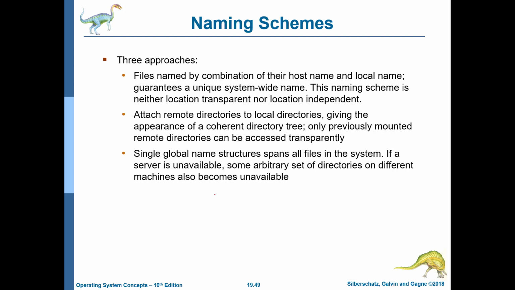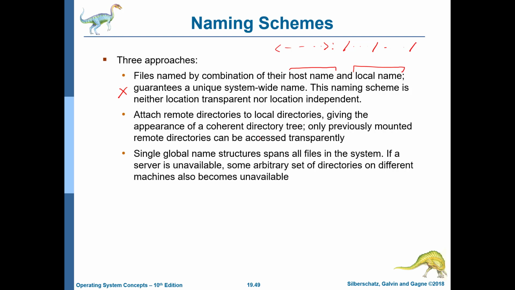So there are different naming schemes in distributed file systems. What we have traditionally is that files are named as a combination of their host name and local name. So basically you can say that this is, let's say, the host name, and then there will be a local path slash something slash something slash something. This is no doubt a unique system-wide name, but neither is it location transparent nor is it location independent. So this does not satisfy our requirements.